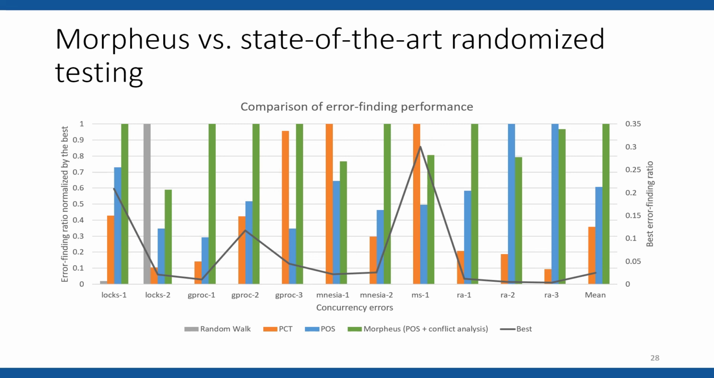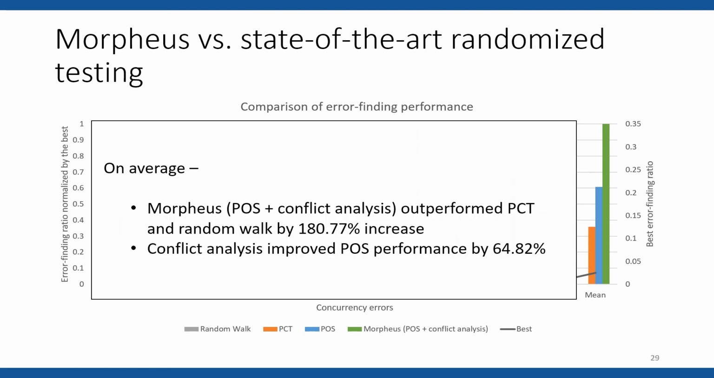From the graph, with POS and conflict analysis, Morpheus performed the best for the majority of the errors we studied. The result of average data further shows that Morpheus outperformed PCT and random walk with more than 180% advantage, and conflict analysis improved the performance of POS by more than 60%, which demonstrates the effectiveness of our approach.